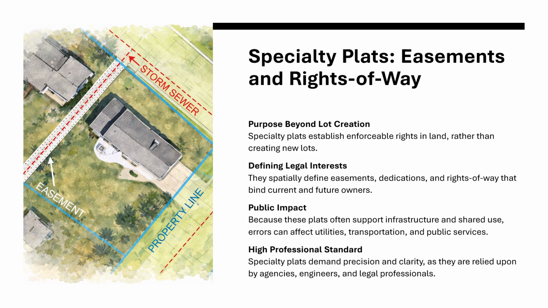Mistakes here do not stay small. One bad line can disrupt utilities, roads, drainage, or public services. That's why these plats receive serious review. Common examples include easement plats, dedication plats, and right-of-way plats. What unites them is reliance. They are not descriptive. They're declarative. Once recorded, the geometry decides where the rights begin and end. There's no flexibility later. This is why specialty plats demand precision, clarity, and restraint, even when the area involved is small.